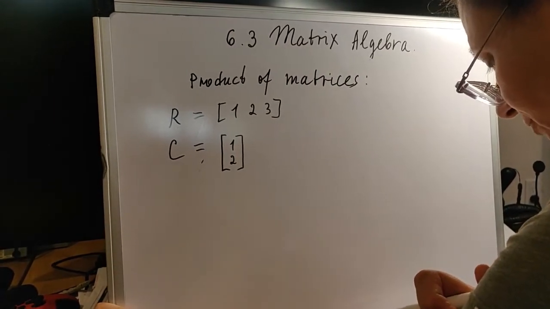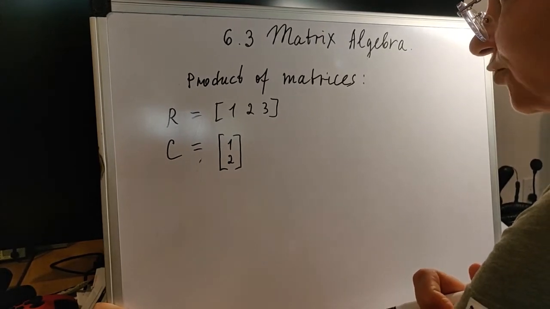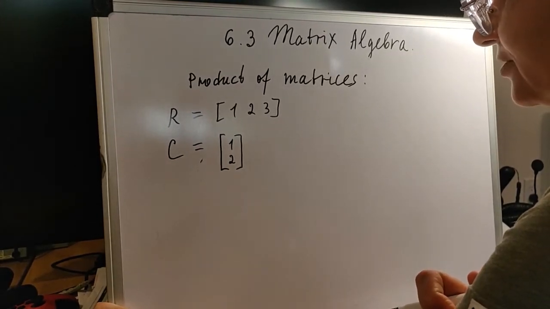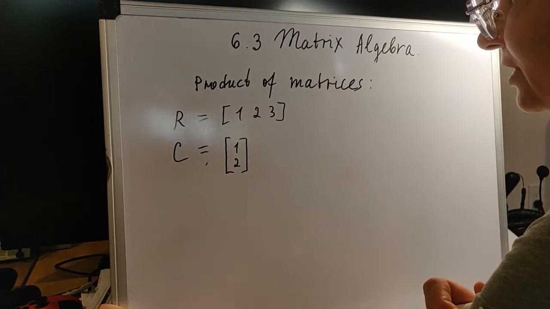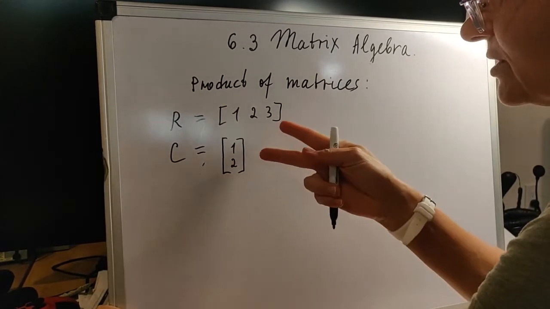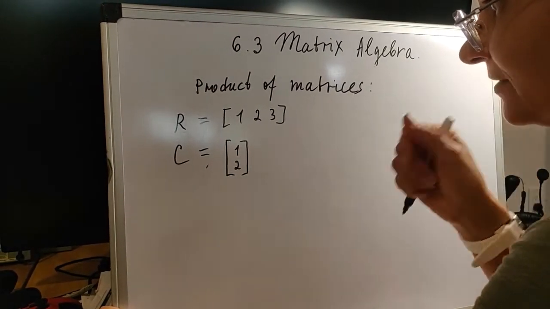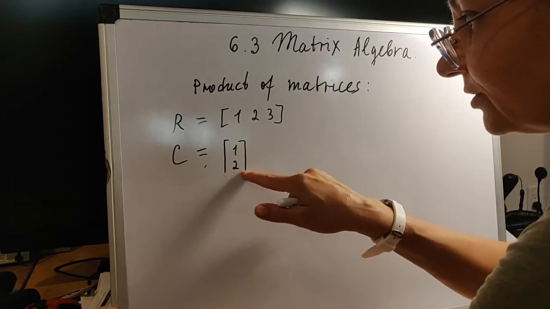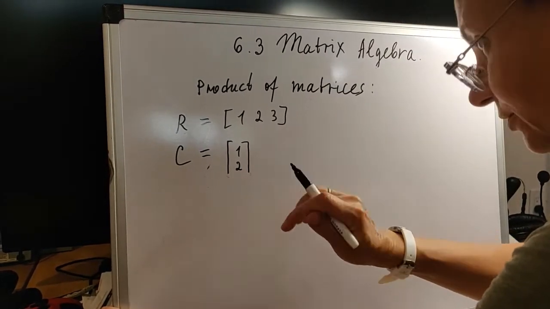What are we going to do? We're going to try to multiply a row matrix by a column matrix. The requirement for them is to have the same size. For example, these two cannot be multiplied. I'm going to extend this one a little bit to make it possible to multiply.